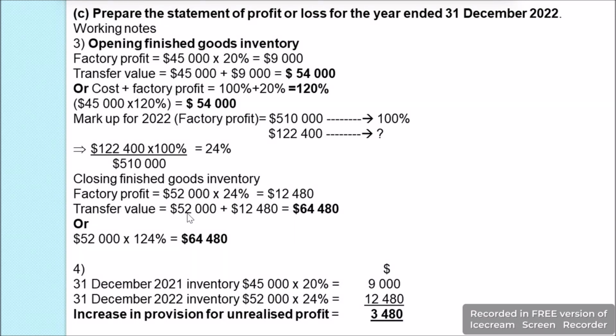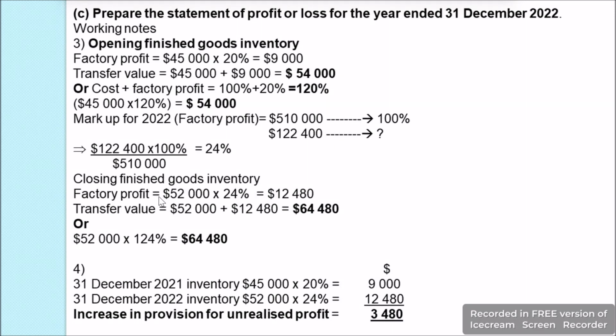So we take the cost, that is $52,000 plus $12,480. We'll get the transfer value as $64,480 for the closing finished goods inventory. Or what we can do, in the same way as we have done here, is 100 plus 24, so it will be 124%. So it will be 52,000 times 124%. Still we'll get the same thing, $64,480.